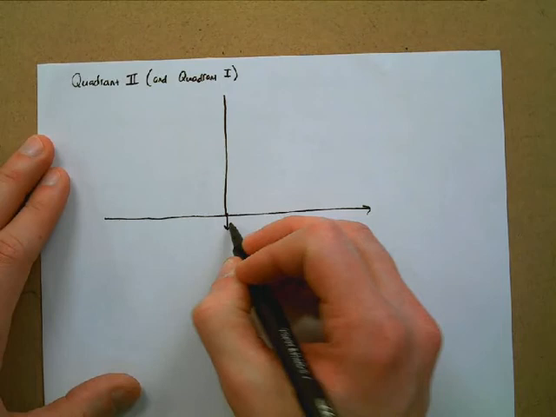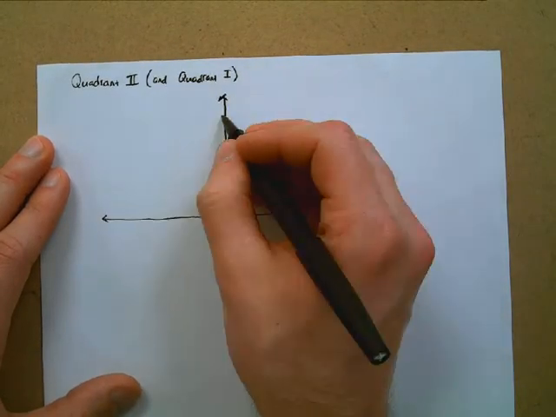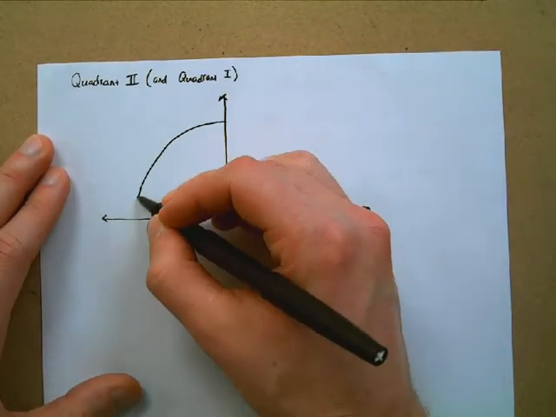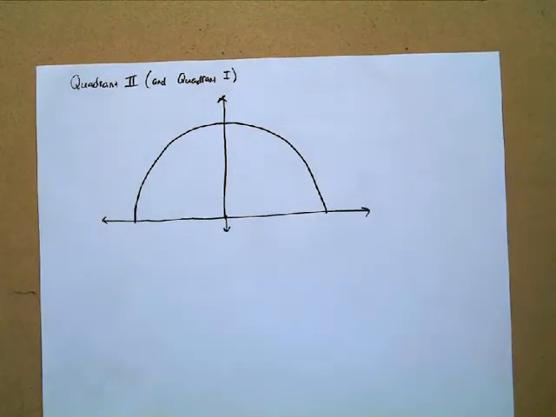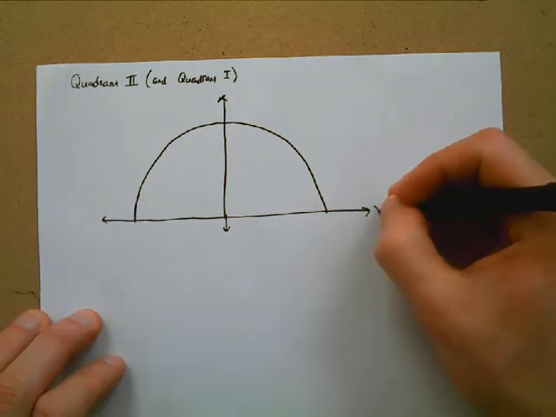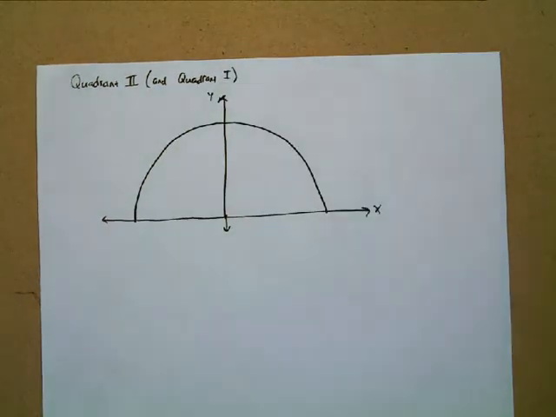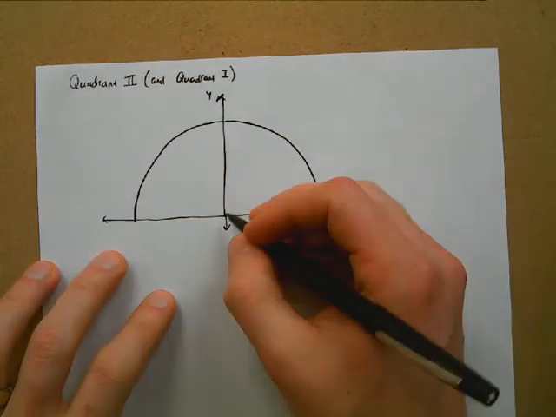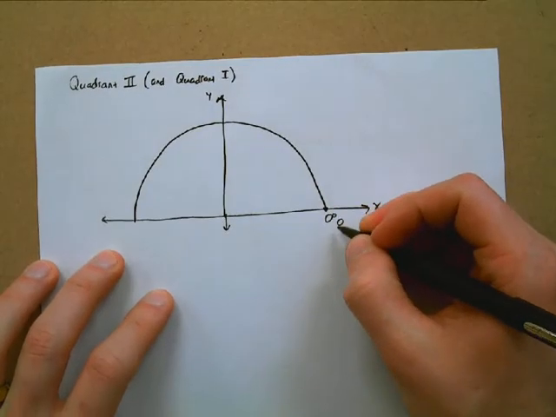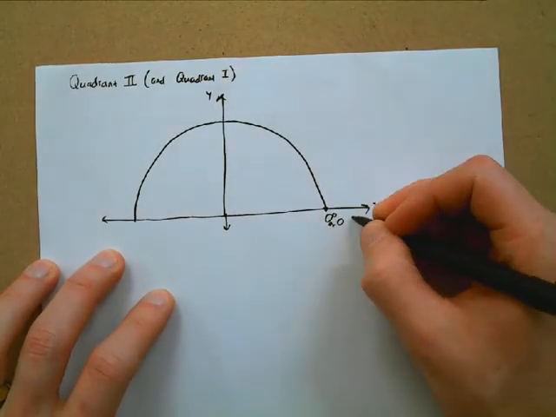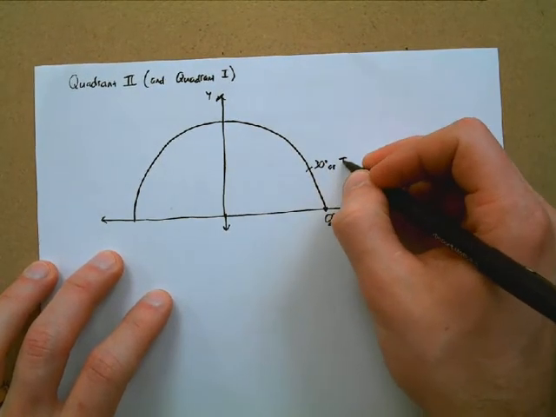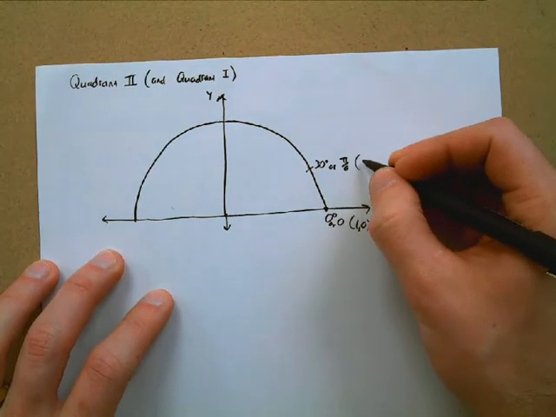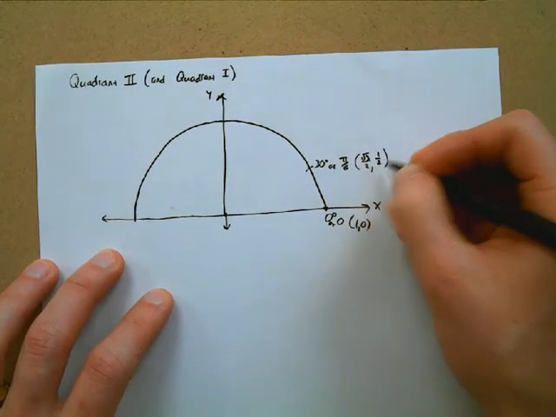At 0 degrees or 0 radians, it's got the coordinates of 1, 0. Here again, 30 degrees or pi over 6, it's got the coordinates of root 3 over 2, comma 1/2. Here at 45 degrees or pi over 4, it's got root 2 over 2, root 2 over 2. And then here at 60 degrees or pi over 3, it's got 1/2, root 3 over 2. And then finally, finishing our quadrant, 90 degrees or pi over 2, we have the coordinates 0, 1.